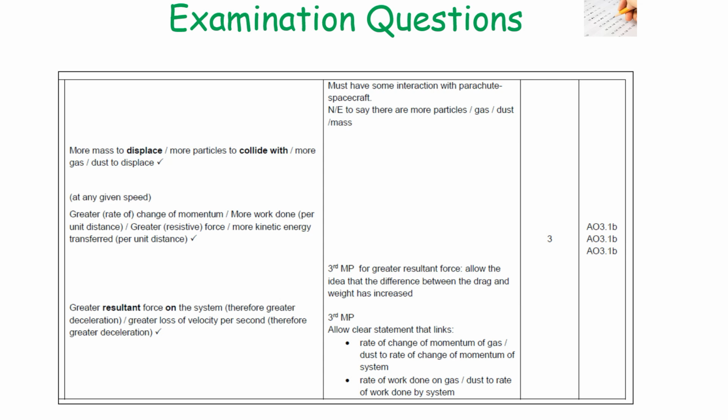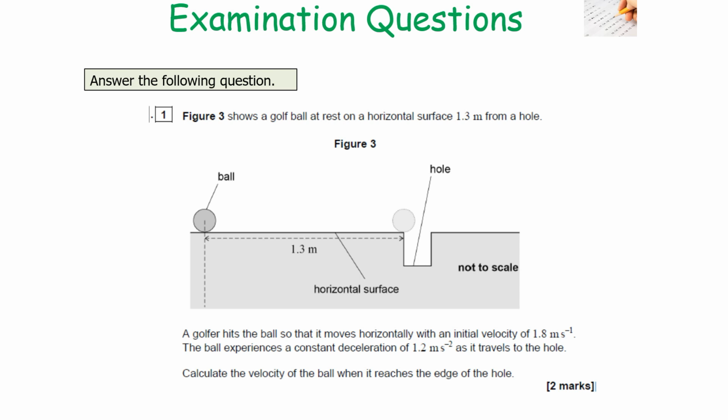So because we know that momentum is mass times velocity, there's a greater change in the momentum of the system because our mass is now bigger. So therefore we've got a greater change of momentum, or you could say greater work done, so therefore we need a greater resultant force on the system. Right, let's have a look at our next question.